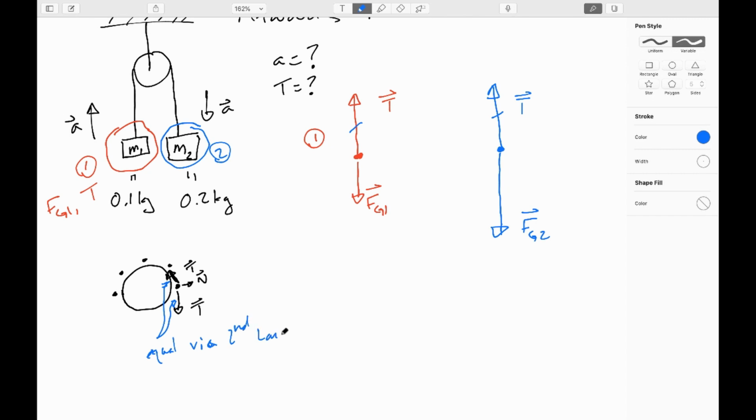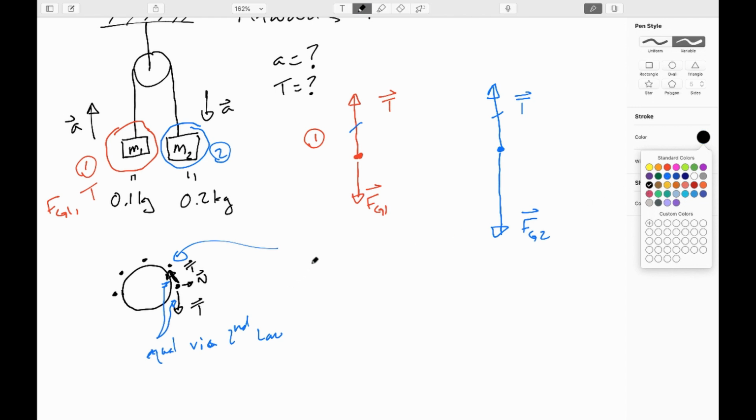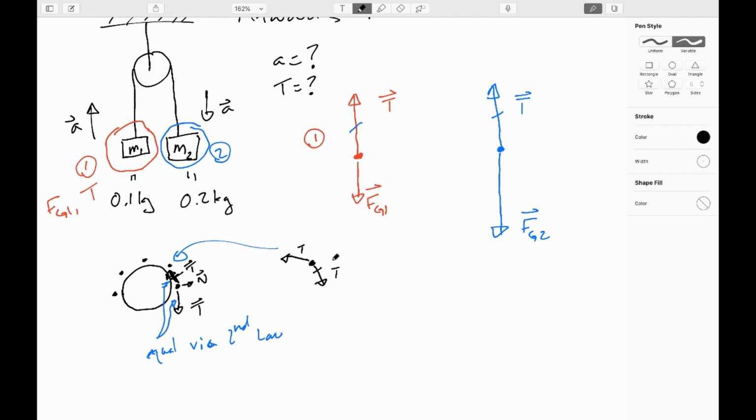Okay, now if I turn my attention to that molecule there, I'm going to have to draw it off to the side a bit. It will feel a force due to tension from the molecule down and to its right, and that's a third law pair right there. And then it's going to feel a force due to tension from the molecule up and to its left. And again, there will be a normal force from the pulley pointing like so. And again, these will be equal via the second law.